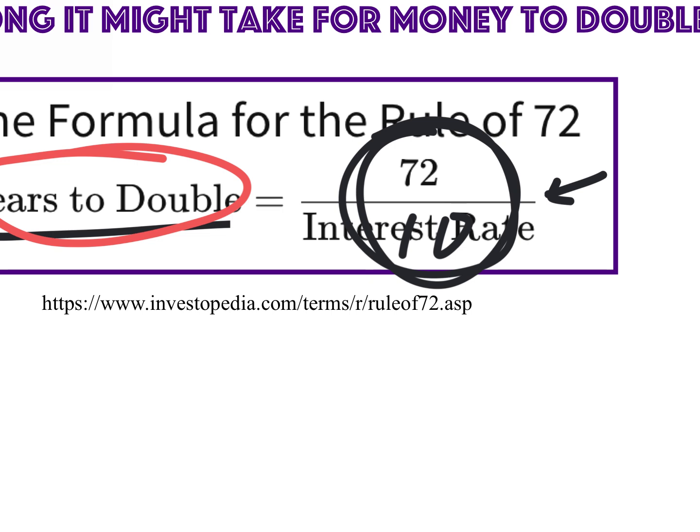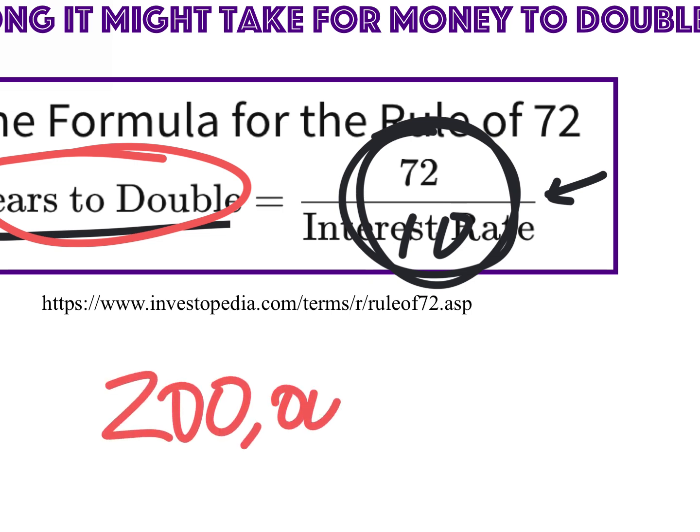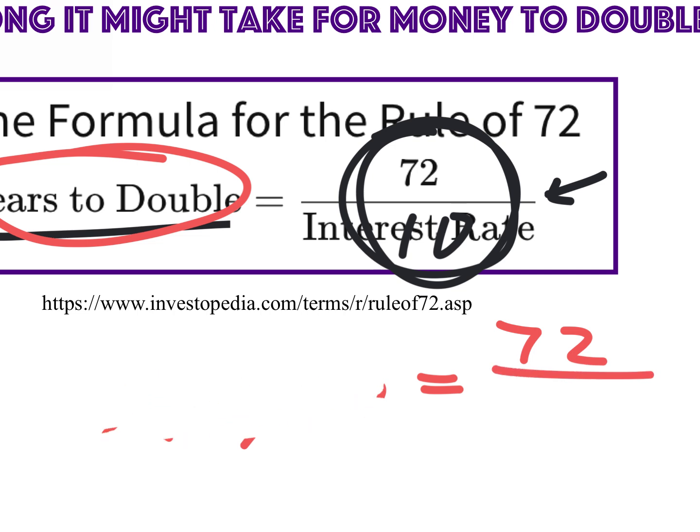All right, so let's imagine a world where you have $200,000 saved up, and you want to know, how long is it going to take me to double my money? Well, 72 divided by whatever the interest rate is. 72 divided by the interest rate. Right now, if you went to the bank, they give you about 5% interest. 72 divided by 5 is how long it'll take that money to double.